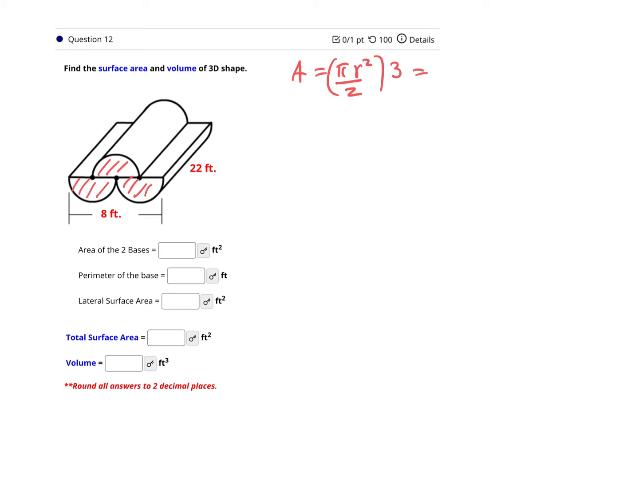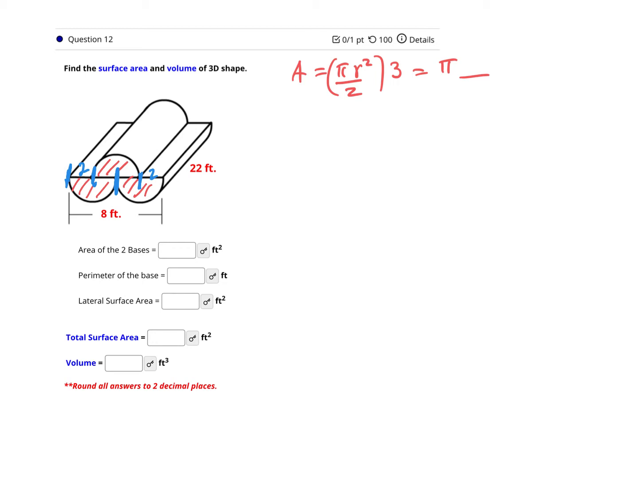So, in my formula, I'm going to put pi times r. Well, what's r? Well, if this whole thing is 8 across the bottom, that means that half of that is 4, so that's a diameter of the small one. So half of that, again, is 2. So that means that each one of those little rectangles on the side has a length of 2, which is also the radius of that circle.